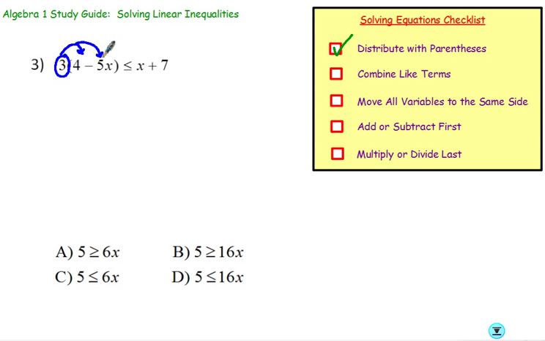All right, 3 times 4, well, that just means take 3 and add it 4 times. 3, 6, 9, 12. So 3 times 4 is 12. And both of those were positive, so I didn't have to worry about any signs. 3 times negative 5x. All right, so what that means is we're going to take negative 5 and then add that 3 times. Negative 5 plus negative 5 plus negative 5, which would be a negative 15x.